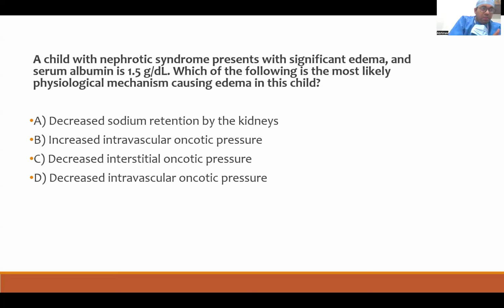Now the albumin is decreased in nephrotic syndrome. Whenever the albumin is decreased, the oncotic pressure of the intravascular compartment decreases. Because the oncotic pressure is decreased in the intravascular compartment, fluid leaks out from the intravascular to the interstitial compartment. Okay, so what's the answer here?